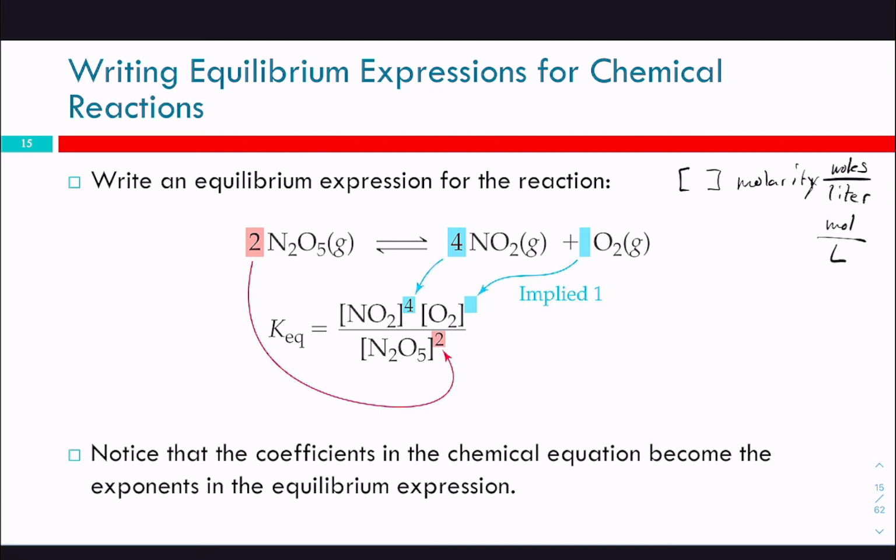So for this chemical reaction, we can write this equilibrium expression where you have the products on top. It's the concentration of NO2 raised to the fourth power because it has a coefficient of 4 in the balanced chemical equation. And we multiply that by the concentration of oxygen raised to the first power, because anything raised to the first power is itself. We just leave the 1 out because it's implied. And then for our reactants, it's just N2O5 raised to the second power because its coefficient is 2.